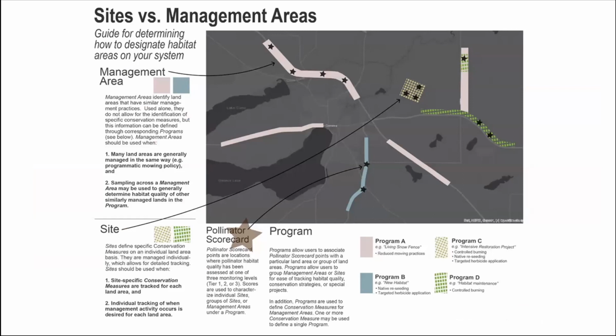Here's just a quick visual representation of what these different features might look like. In a spatial context, you can see these large pink and blue areas are management areas. We also have a couple of linear or non-linear areas that are individual sites that maybe have a separate type of practice. And then all of these little stars are those monitoring points that are occurring within either management areas or sites.